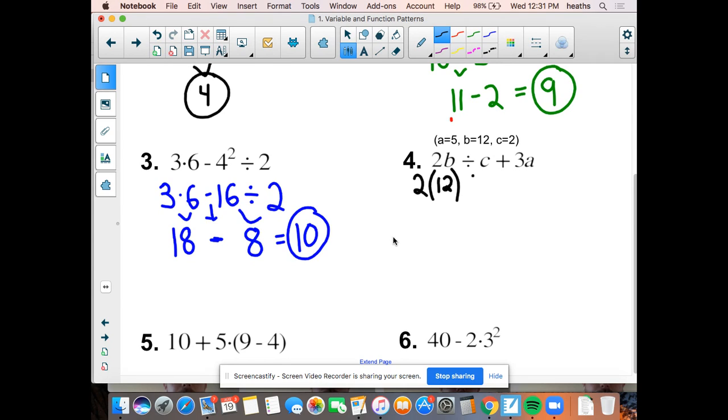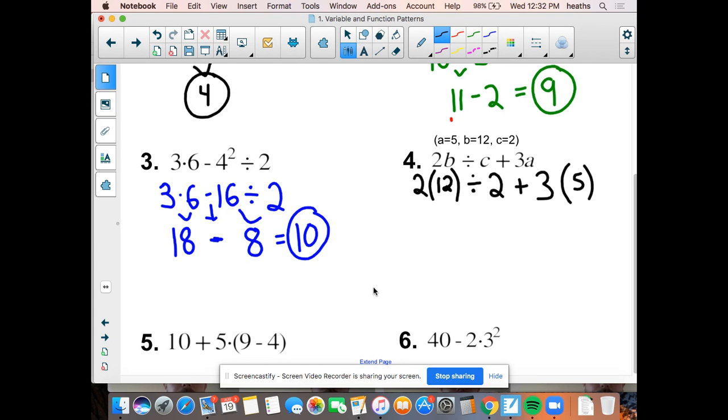Okay, so now we're going to do divided by c, and I see that above c is actually 2 plus 3a, and a is worth 5. And just like we did with 2 and 12, we're going to throw a parenthesis around that 5 so that we're not confusing ourselves and thinking that is 35 rather than 3 times 5. Okay, so I think we have this rewritten pretty well here. So 2 times 12 divided by 2 plus 3 times 5.